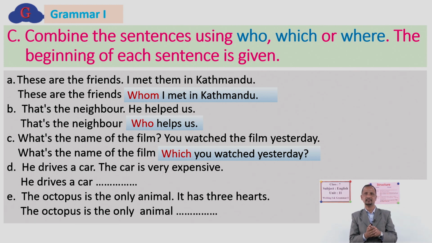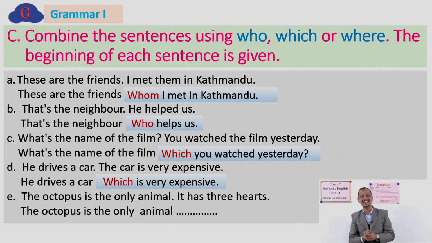Now, D number, let's guess it fast. Dear students, quick. Yes, he drives the car. The car is very expensive. Yes, which is very expensive. And you can write differently. Which you must write, but it's very expensive. It's very slow. It's very dirty. You can write differently, but the relative pronoun must be there.